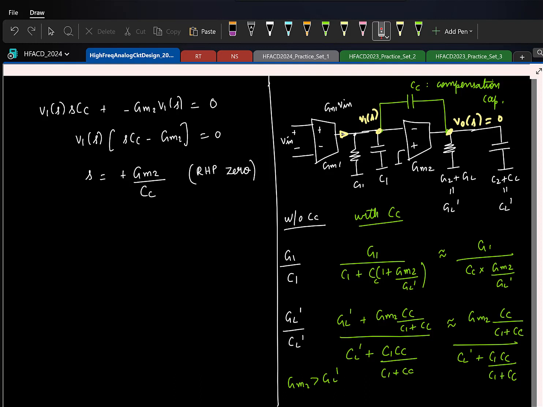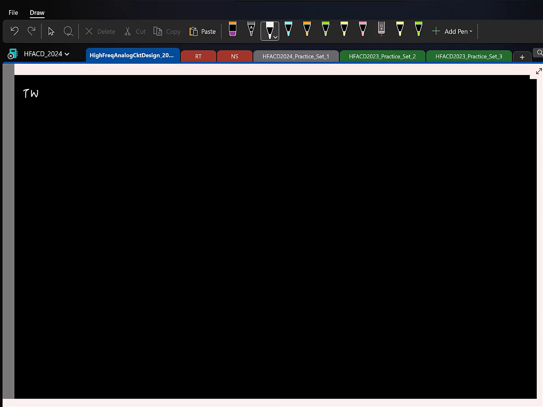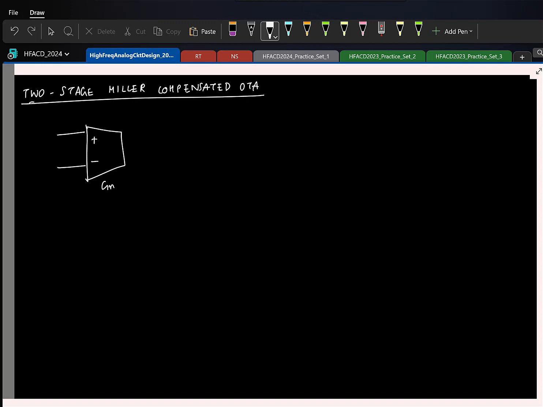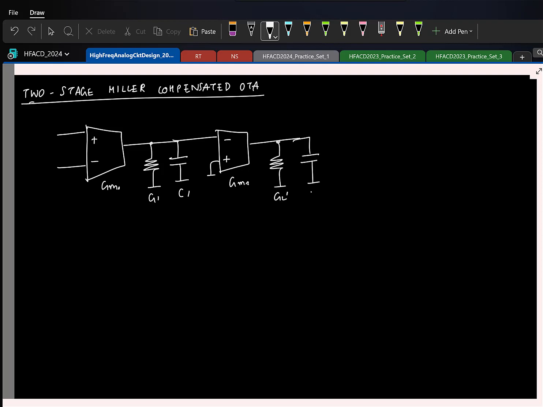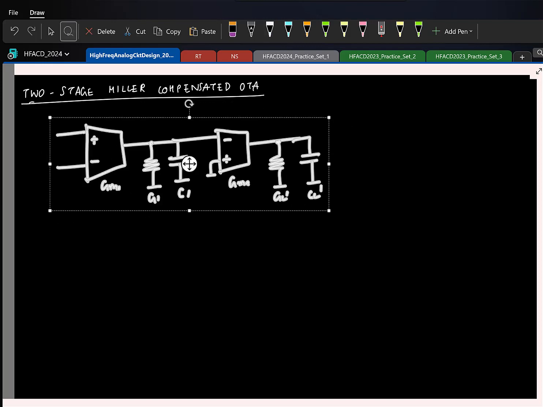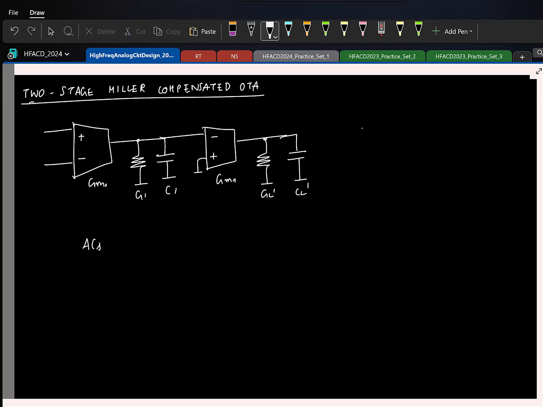Cool. So let me first summarize the result. What we have now is typically called the two-stage Miller compensated OTA. Let me quickly sketch it. GM1. So this is GL prime and CL prime. As you know, we have 2 poles and 1 0. So I can write the transfer function A of S as some DC gain times 1 minus S by Z1, the RHP 0, and then the 2 poles.